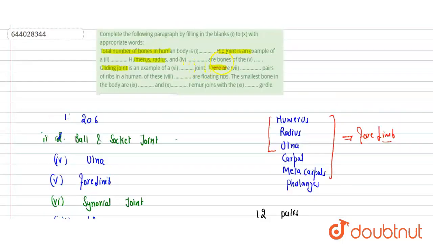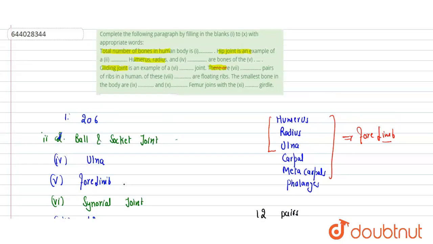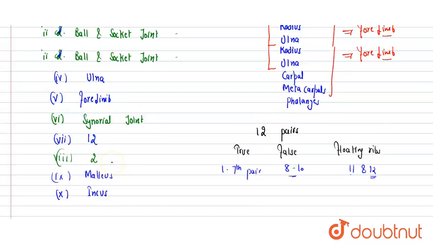Next is the smallest bone in the body are blank and blank. The smallest bones in the body are the malleus and the incus. Ninth is the malleus, and the 10th is the incus. Both these are the smallest bones present in the ear. They are part of the ear ossicles. These two bones commonly form the ear ossicles.